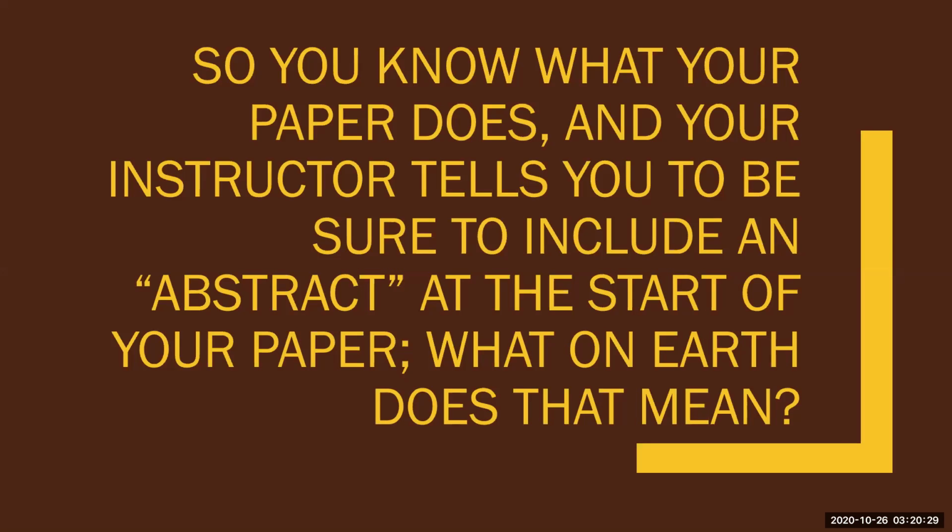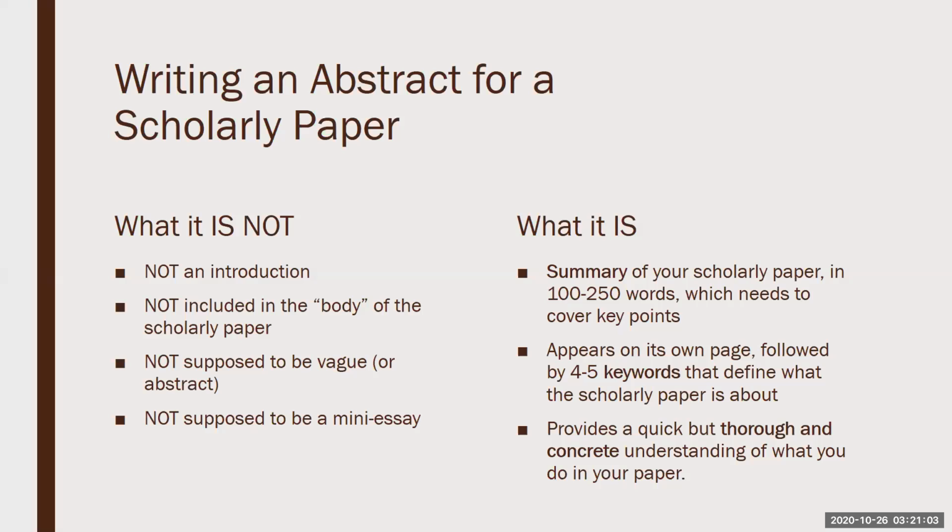So you know what your paper does, right? I'm assuming that at this point in your coursework, you figured out what you want to do in your paper. You figured out the research that you are going to include in your literature review and your theory, as well as the research that you are actually going to be doing in terms of your analysis and your method. But your instructor tells you that you also need to include an abstract at the start of your paper, and you're not quite sure what an abstract really means or how it should be structured.